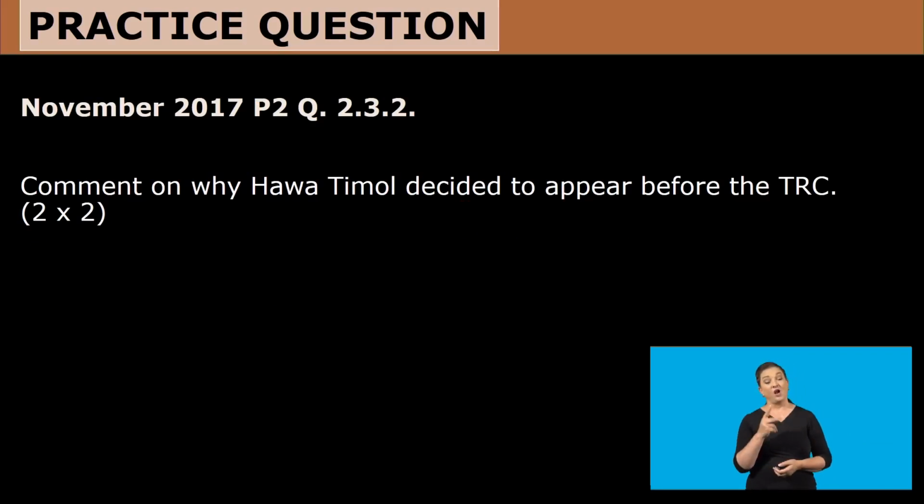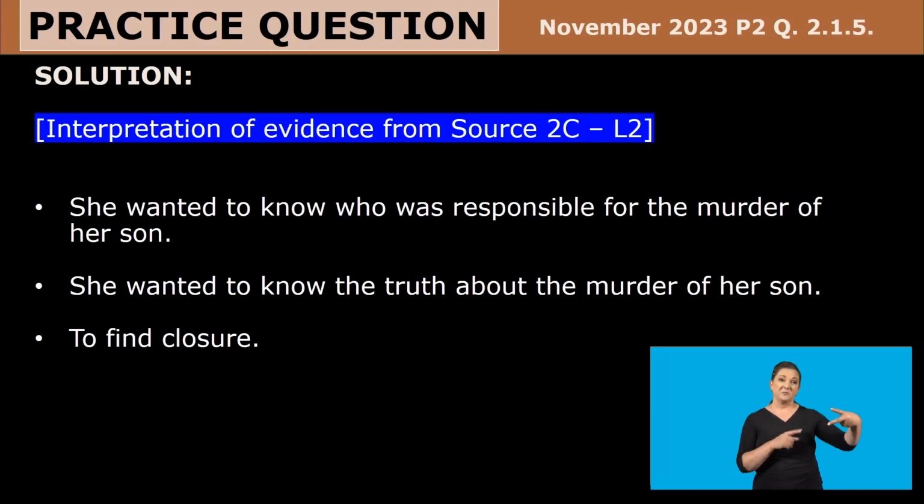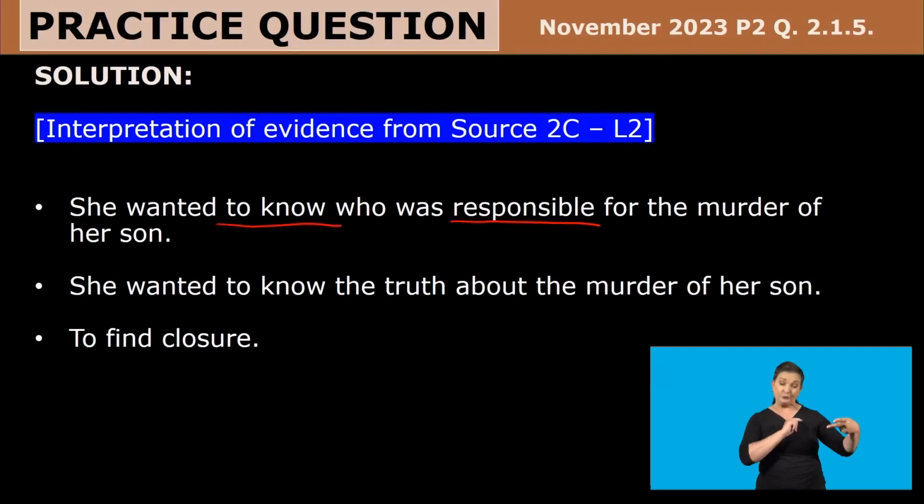Another question, comment on why Hawa Timol decided to appear before the TRC. 2 times 2. That is the mark allocation. Possible response there, she wanted to know who was responsible for the murder of her son. So obviously she didn't know. She came forward before the TRC in order to know who was responsible for the murder of her son. She wanted to know the truth about the murder of her son.